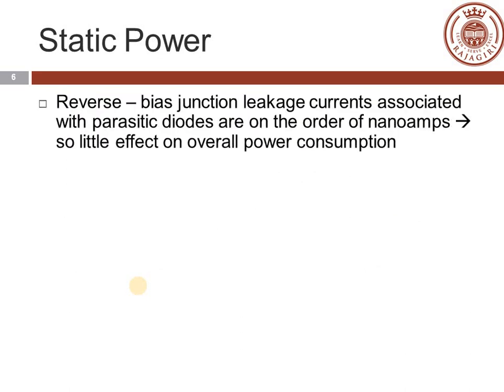The next component in static power is reverse biased junction leakage current associated with parasitic diodes. Normally, this reverse biased junction leakage current will be in the order of nanoamperes. So as this current is in the order of nanoamperes, it also has very little effect on overall power consumption.